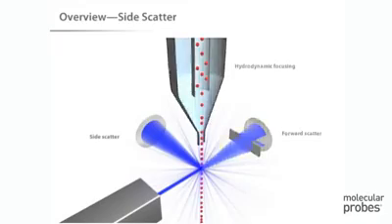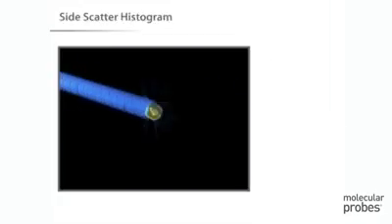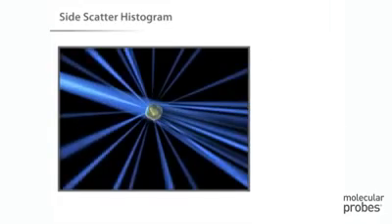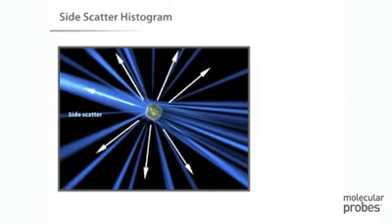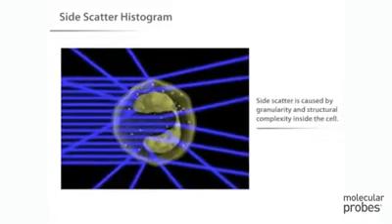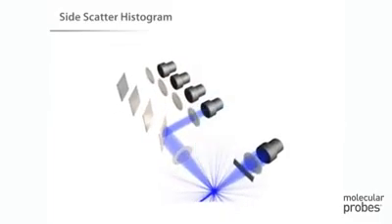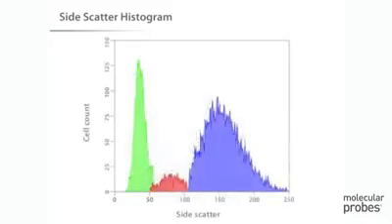Next, let's look at side scatter. As we have already seen, a cell traveling through the laser beam will scatter light at all angles. Light scattering at larger angles, for example to the side, is caused by granularity and structural complexity inside the cell. This side scattered light is focused through a lens system and is collected by a separate detector, usually located 90 degrees from the laser's path. The signals collected by the side scatter detector can be plotted on one-dimensional histograms, like we saw for forward scatter.